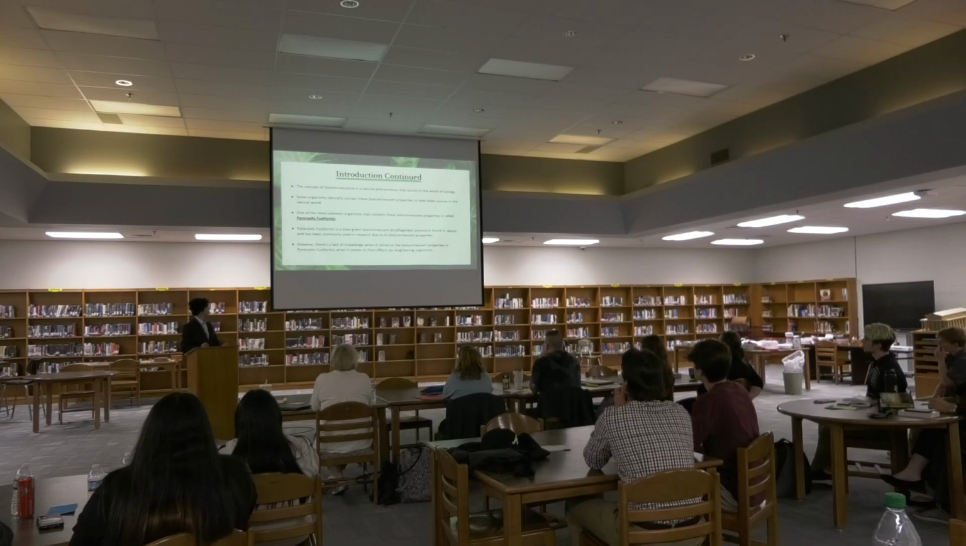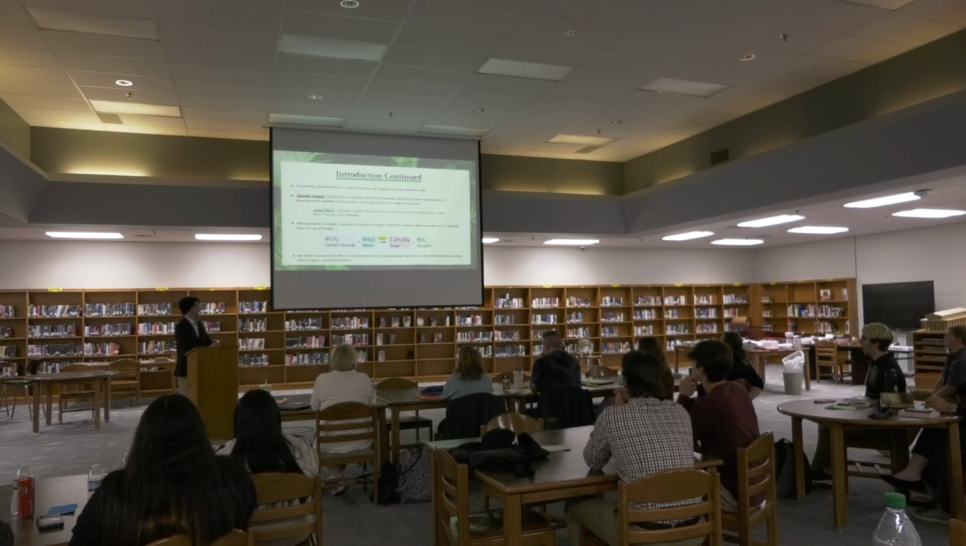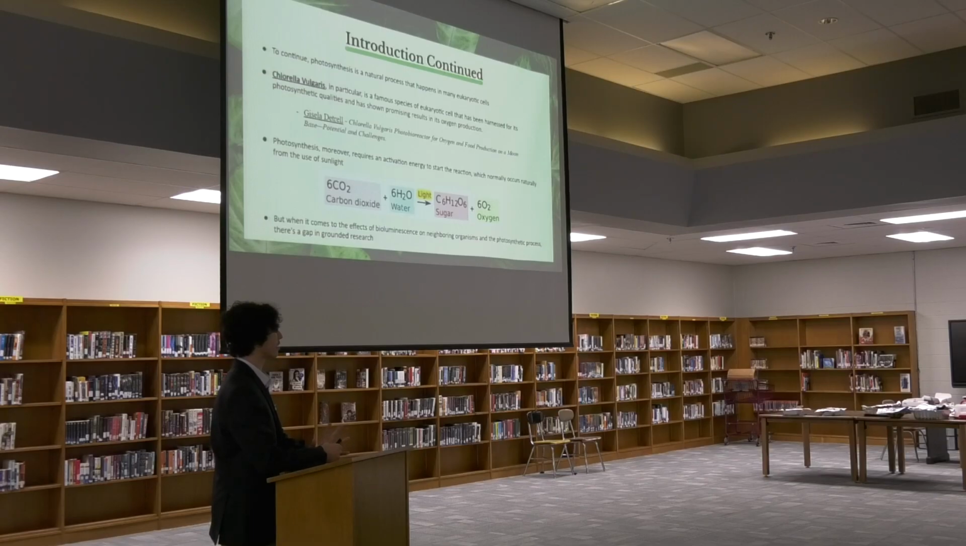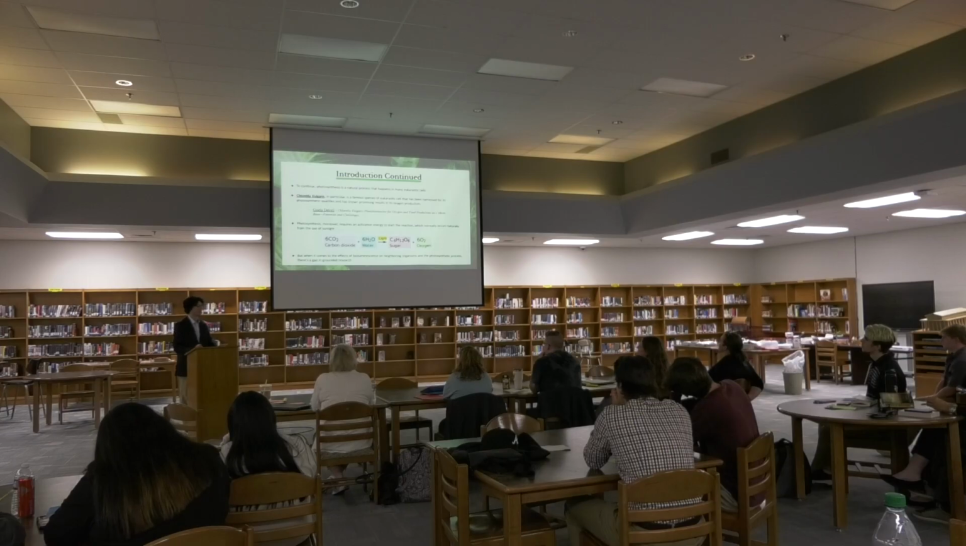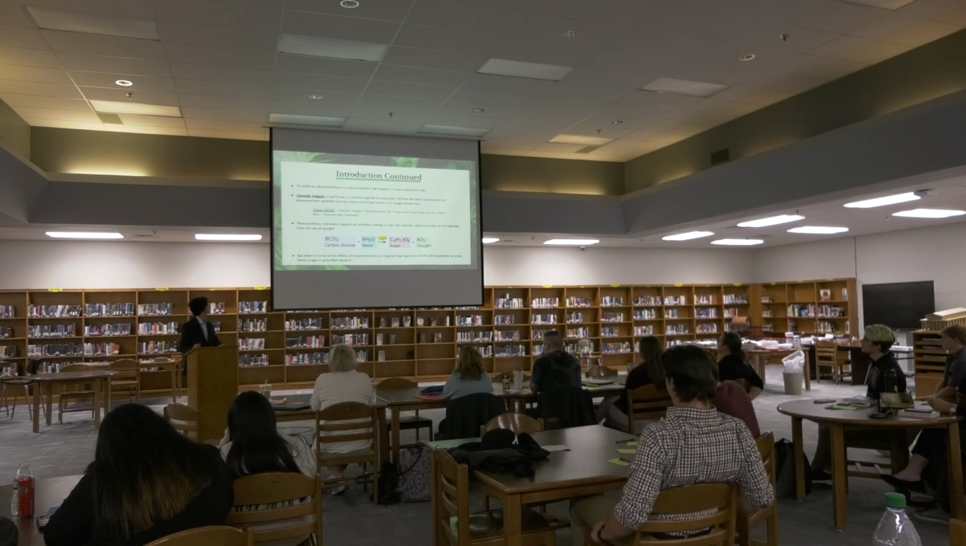However, there is a lack of knowledge when it comes to the bioluminescent properties in Pyrocystis Fusiformis and their effects on neighboring organisms. To continue, photosynthesis is a natural phenomenon that occurs in many eukaryotic cells. In particular, Chlorella Vulgaris is a famous species of eukaryotic cell that is known for its oxygen emission and has even been considered a contender for the Institute of Space Systems, as shown by the source by Gisela Dutrell.